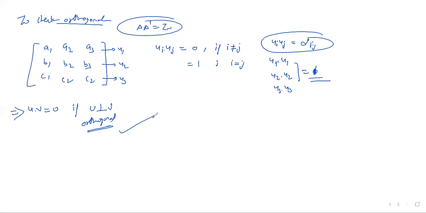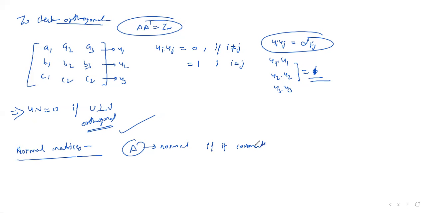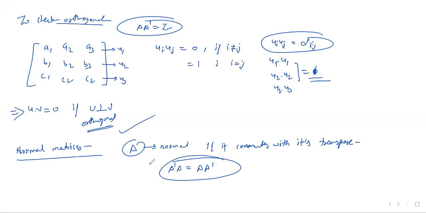Now there is a kind of matrix called normal matrices. A real matrix A is said to be normal if it commutes with its transpose, that is, A transpose A equals A A transpose. That's when we say that my matrix is normal.